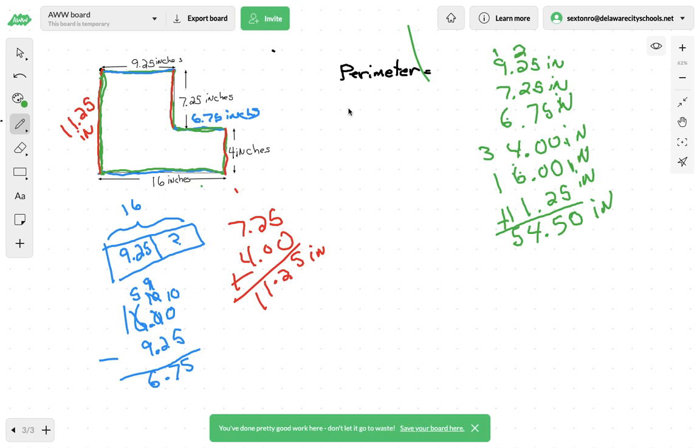So my perimeter is 54.50 inches. Not inches squared, not inches cubed. We took a straight piece of string and wrapped it all the way around there. That gave me 54.5 inches of string on the perimeter of that wacky shape, right? Now, let's see.